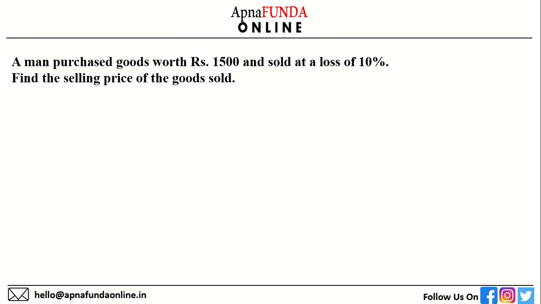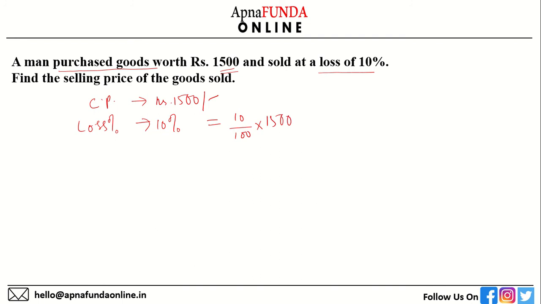So we know that a man who purchased goods is the buyer, and he has purchased worth rupees 1500. So for him, cost price, which is CP, is rupees 1500. Sold at a loss of 10%. So the loss that he has made is 10%, which is equal to 10 by 100 into 1500, which gives me a loss of 150.